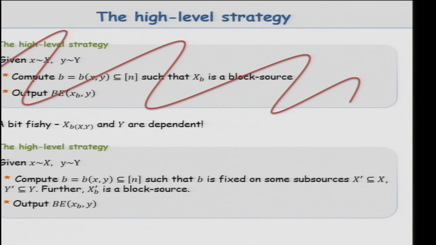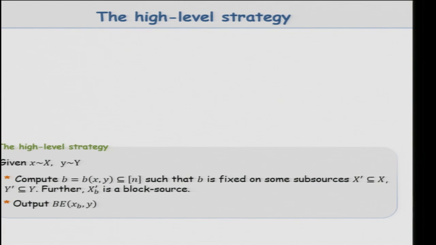Now it makes sense. So what we'll do is compute B, some block, such that B is fixed, namely reveals no information, on some subsources x prime of x and y prime of y. There will be a picture soon. This is on top of the previous property that x prime B is a block source. So now we move from x and y to x prime and y prime, which are our subsources. And the guarantee is that on these x prime and y prime, B is fixed. Moreover, x prime B is a block source with high enough entropy, so you can really output this thing. So why does this work?